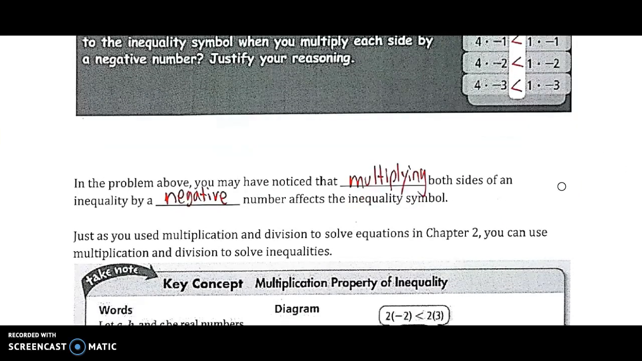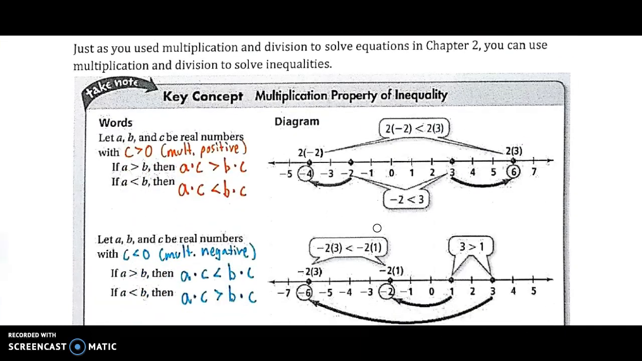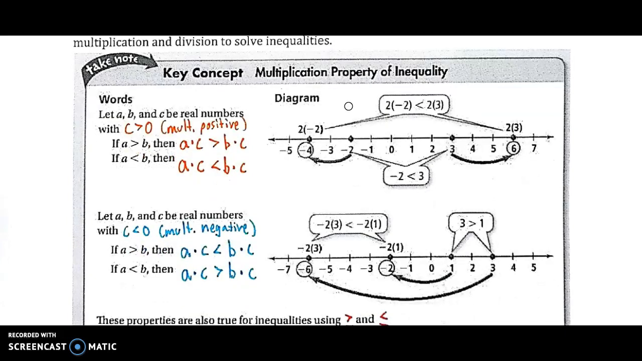Just as we used multiplication and division to solve equations in the last chapter, Chapter 2, we can use that multiplication and division to solve inequalities basically the same way. So we're going to name those properties similarly. Again, multiplication property of inequality. We're just using it to describe what I can do to that inequality in order to solve it for a variable. And let's talk about those variables again.